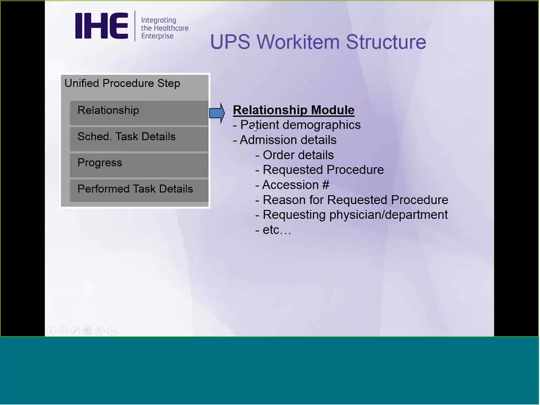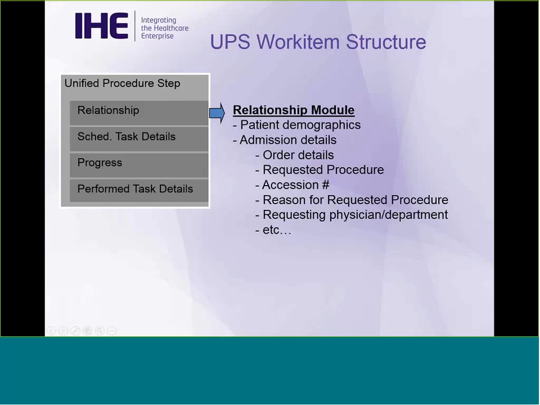But in the relationship module, there'll be details about the patient demographics, various admission details, the order, the requested procedure, the accession number, the reason for the requested procedure, requesting physician. So a lot of the context of the order, which is useful for the reporting radiologist, for example, to know the reason. That helps them with their diagnostics. Some of the others are useful for making sure that things have the right accession numbers so that they get linked to the right clinical details and so that billing can be done properly.